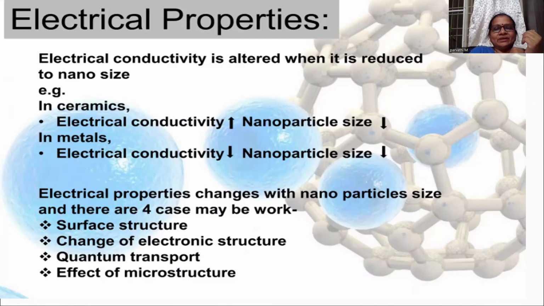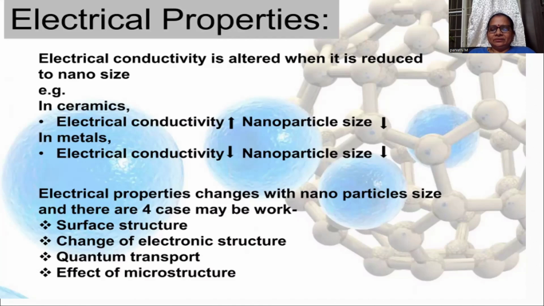Similarly, electrical properties change with nanoparticle size, and there are four cases: surface structure, where the property of nanomaterial behaves differently, change of electronic structure, quantum transport, and effect of microstructure. So these are four properties on which nanoparticles or nanomaterials have greater impact.